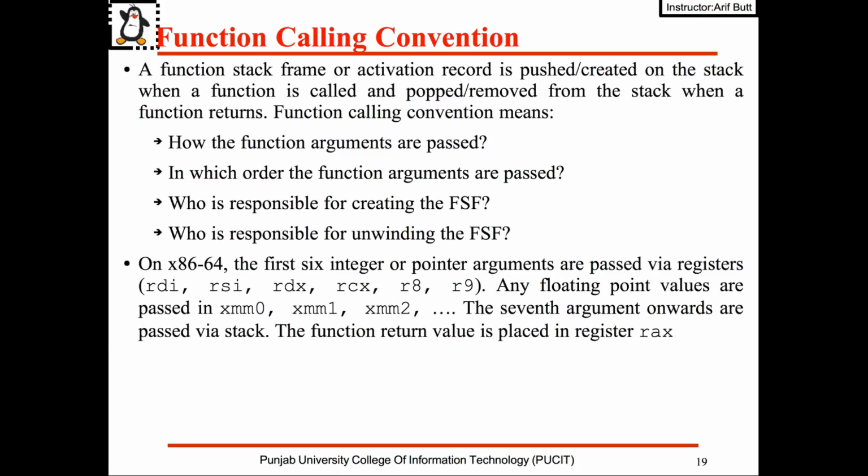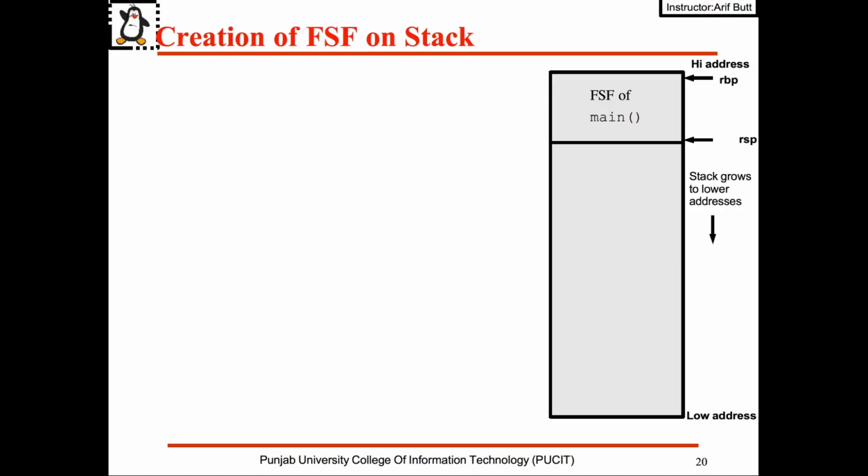In case more than 6 arguments are passed to the function, the 7th argument onward are passed via stack. And remember, the function return value is also placed inside register RAX. Let us now understand how a function stack frame is created.